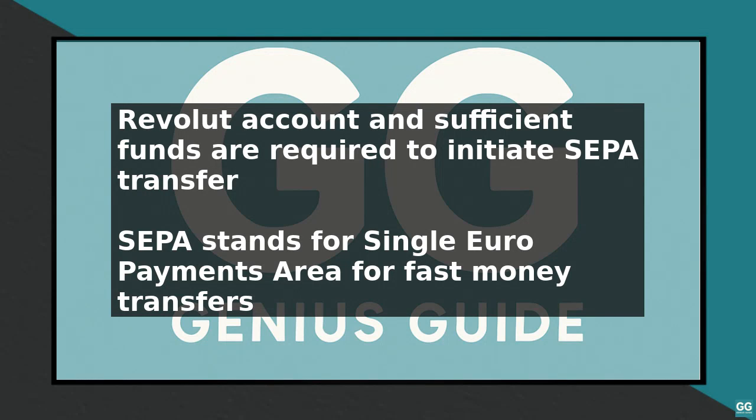Welcome to this step-by-step guide to Revolut SEPA transfer. SEPA stands for Single Euro Payments Area, and it is a payment system that allows for fast and secure money transfers within the European Union.